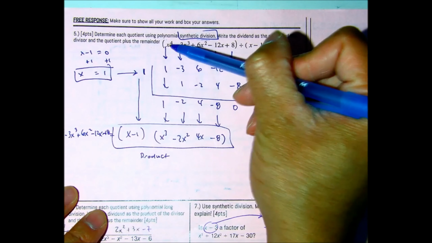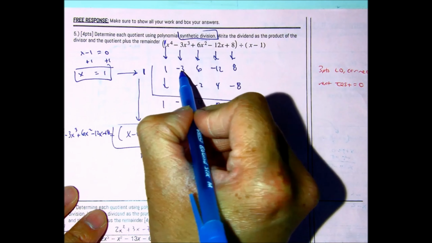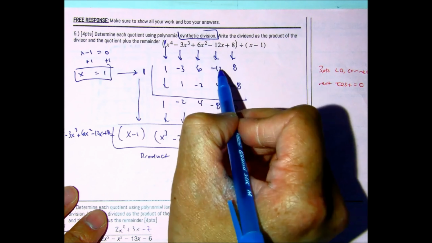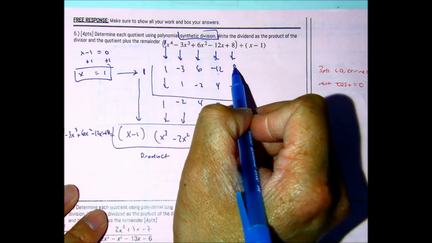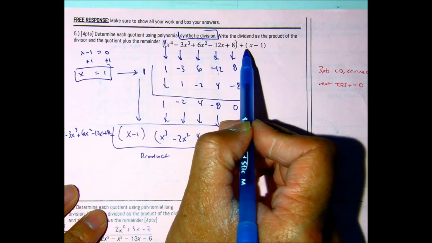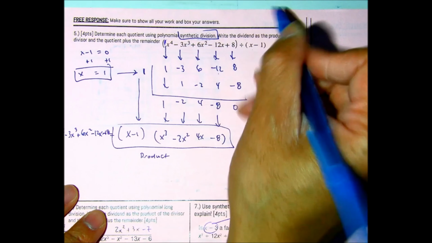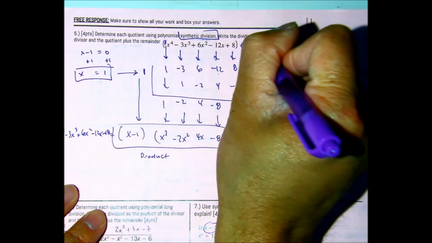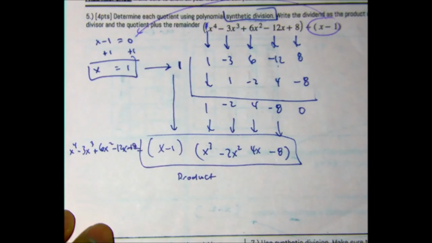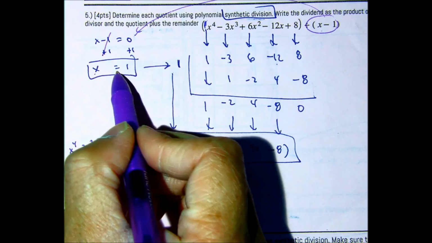I have x to the 4th. Its coefficient is a 1, so I wrote a 1 here. Negative 3x cubed, I write a negative 3. So you're just writing the numbers in front. 6x squared, that becomes our 6. Negative 12x, I take the negative 12, and then I have 8. In synthetic division, you're taking the factor. You know it's a factor because it has parentheses. And to get a 0, what do we set it equal to? We set it equal to 0. So to solve this, I add 1 to both sides. These will cancel to equal 0, so x equals 1.